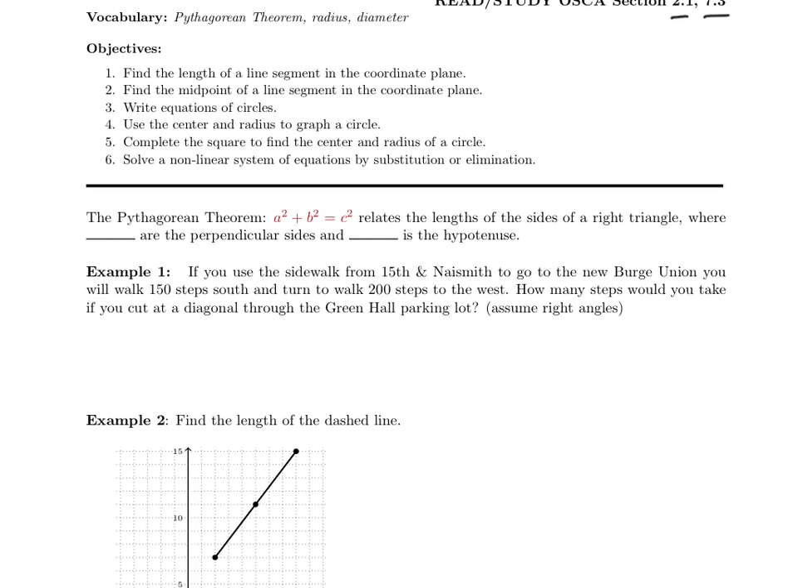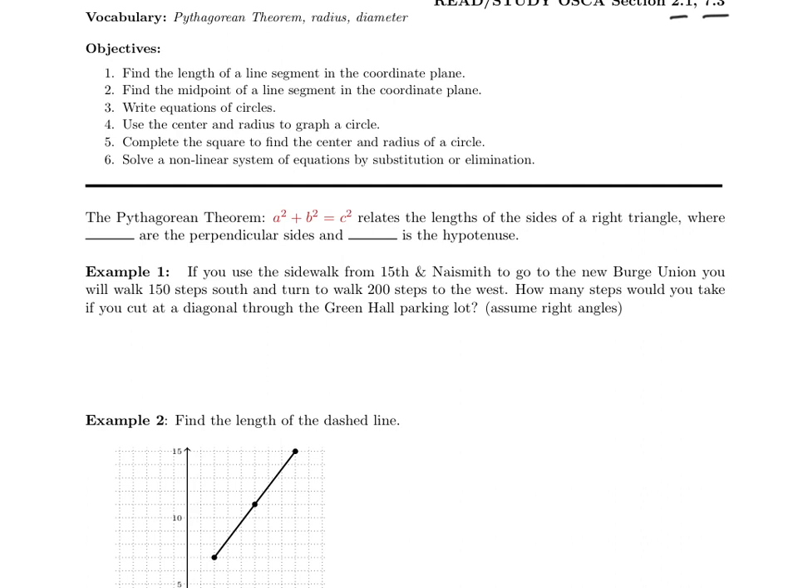The Pythagorean theorem should be a review from the past. The Pythagorean theorem relates the triangle where A and B are the perpendicular sides, and C is the hypotenuse. So remember from geometry, A, B, and C.